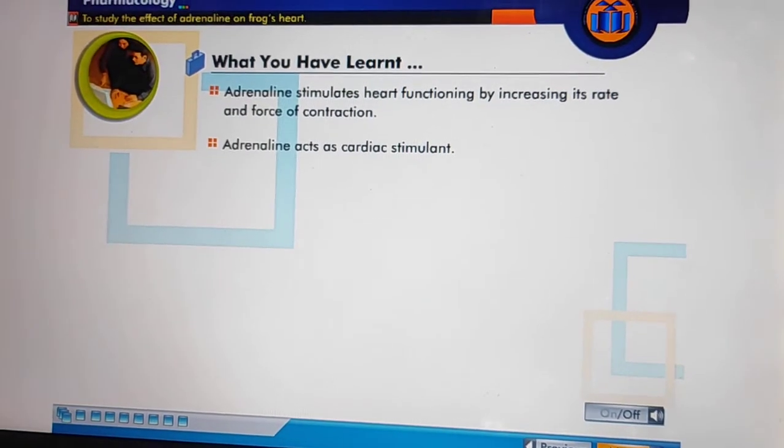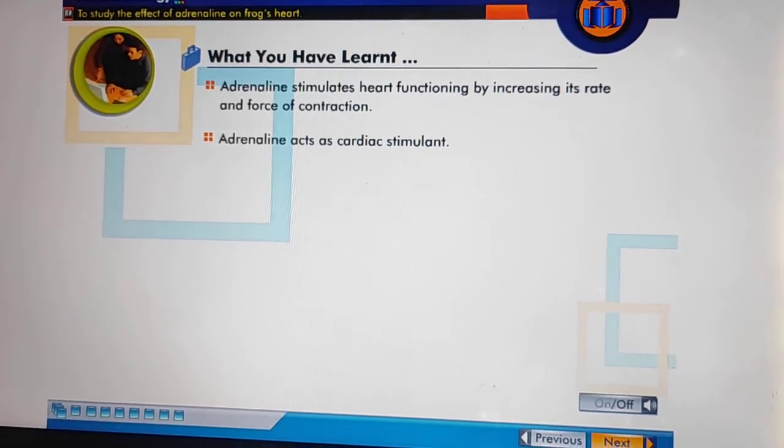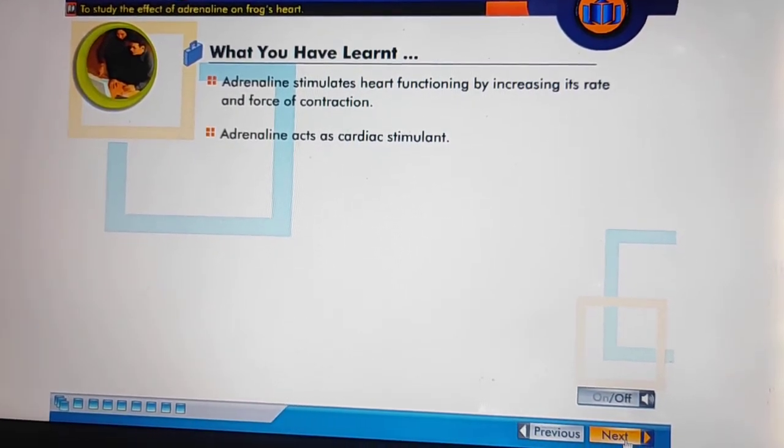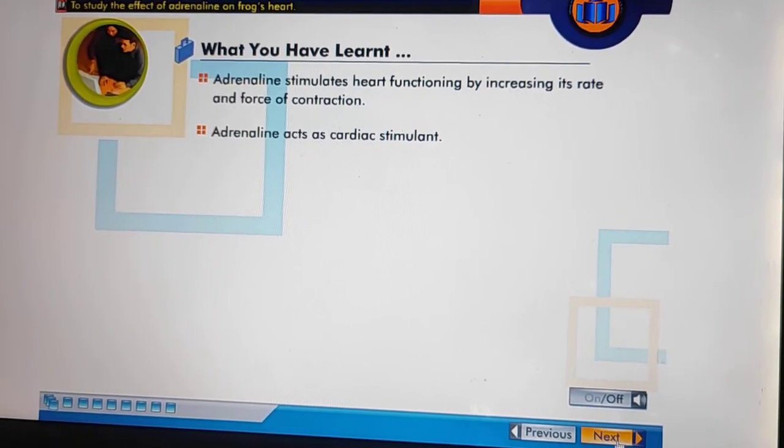Learned that adrenaline stimulates heart functioning by increasing its rate and force of contraction. Adrenaline acts as cardiac stimulant.